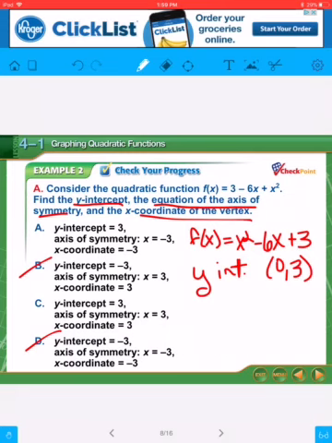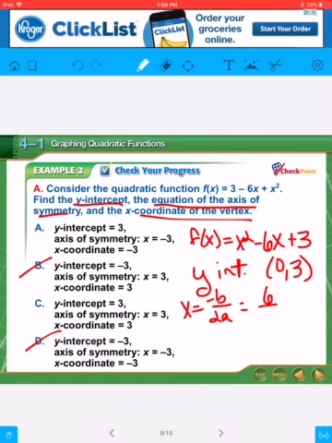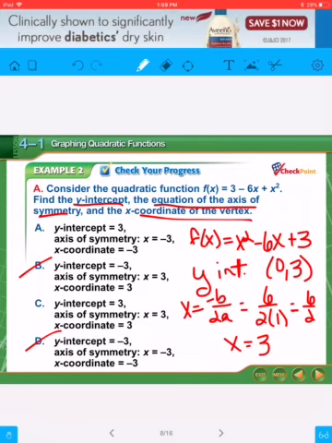Now to find our axis of symmetry, it's x equals negative b over 2a. Well, b is -6, so the opposite of b would be a positive 6, over 2 times a, which is 1. Which is 6 over 2. So x equals 3. So our axis of symmetry is x equals 3, which this one's -3, so that's not right. So it should be C.